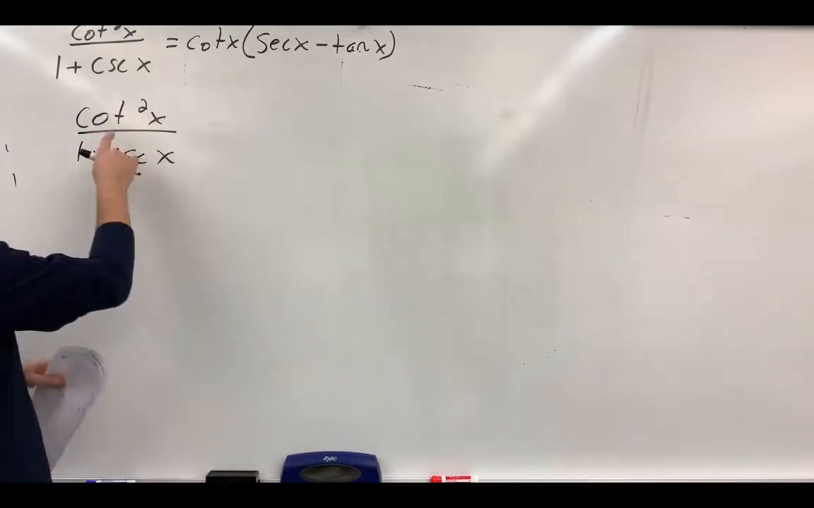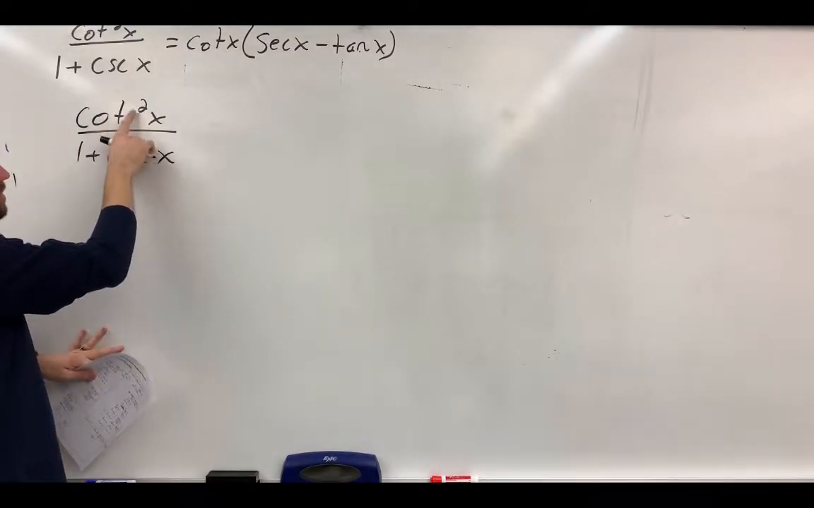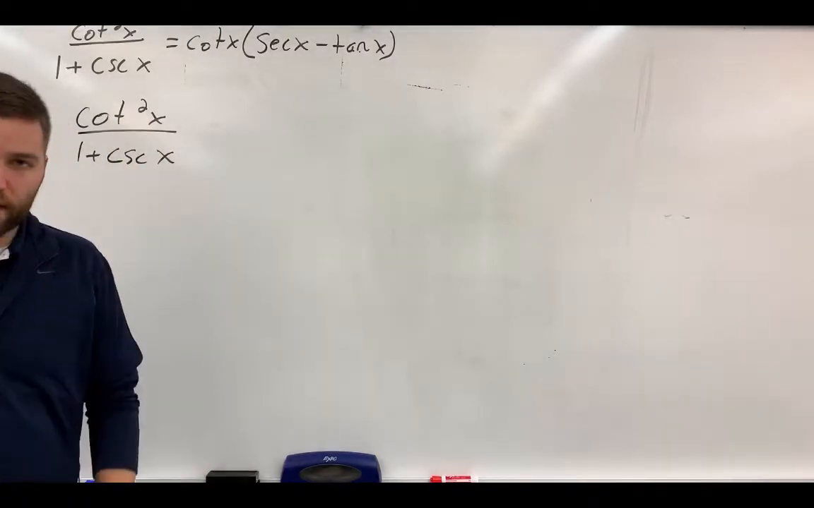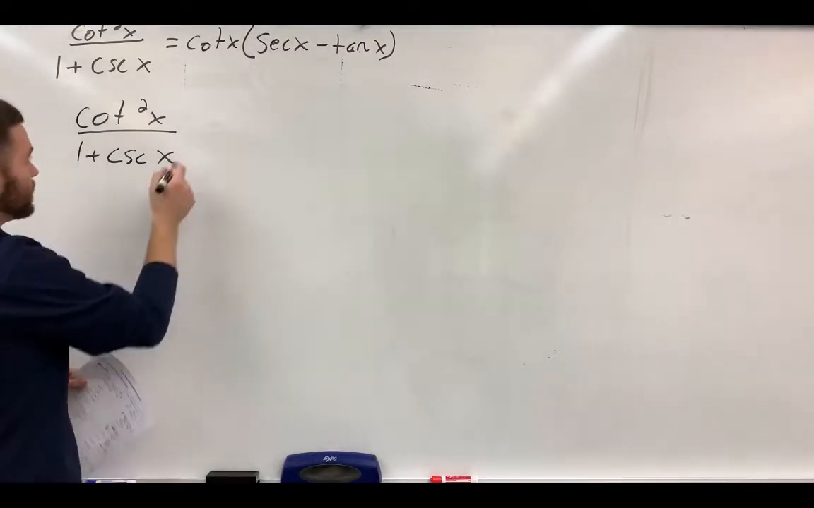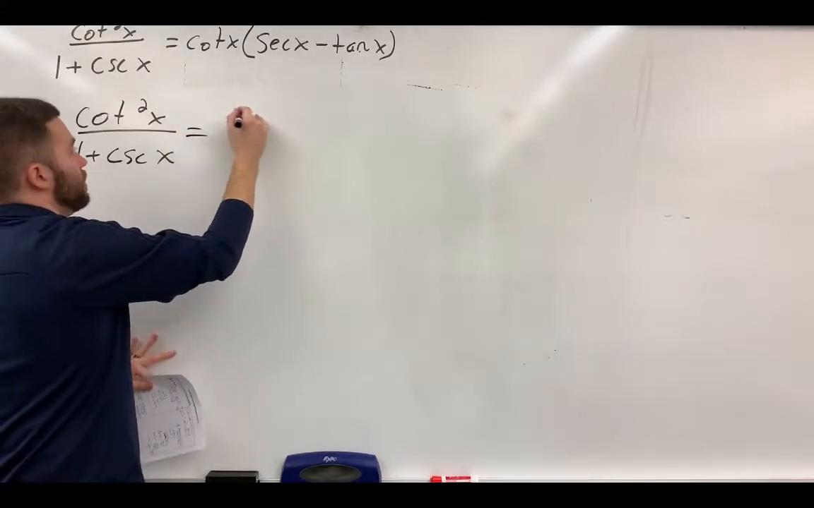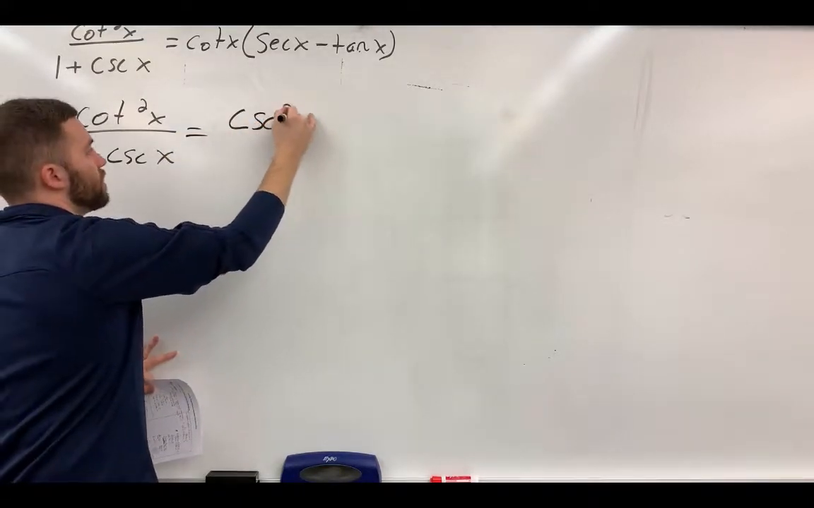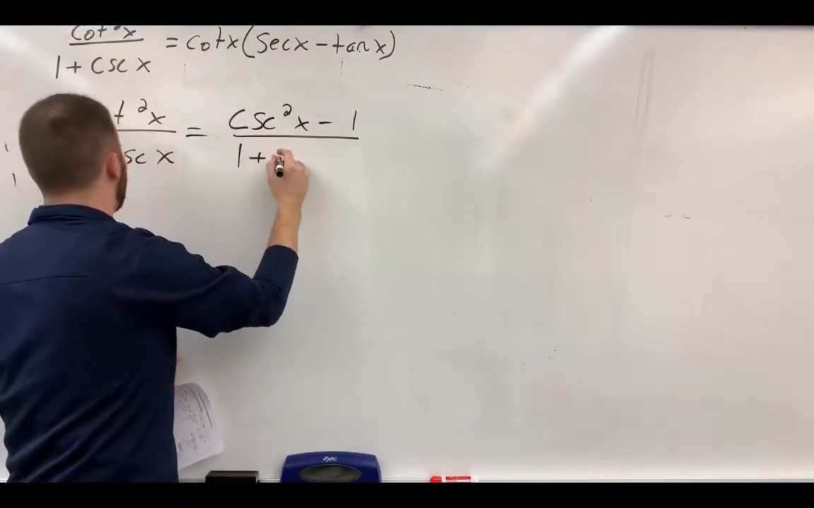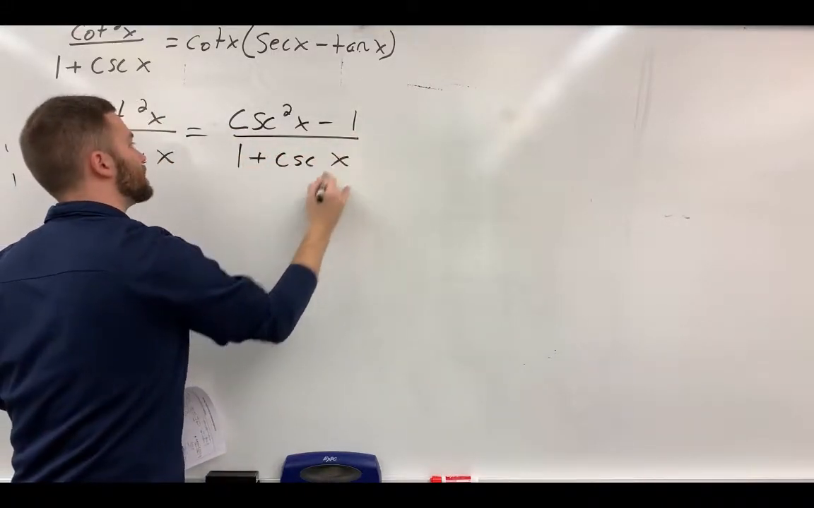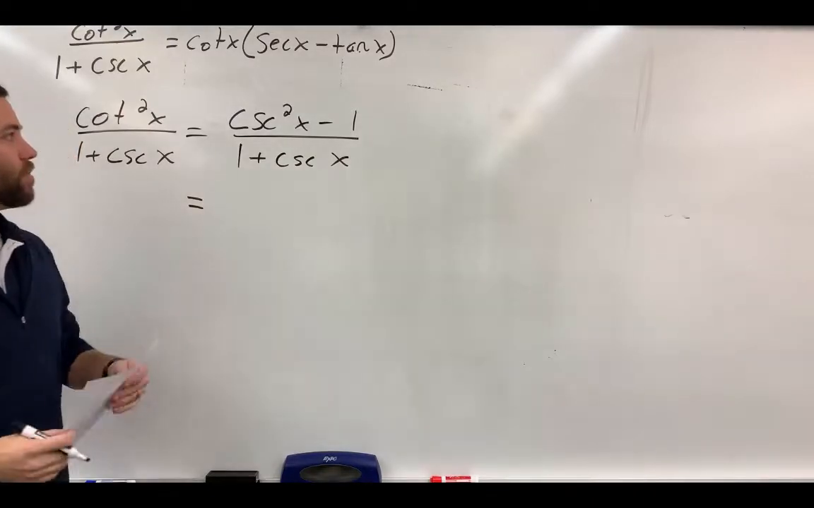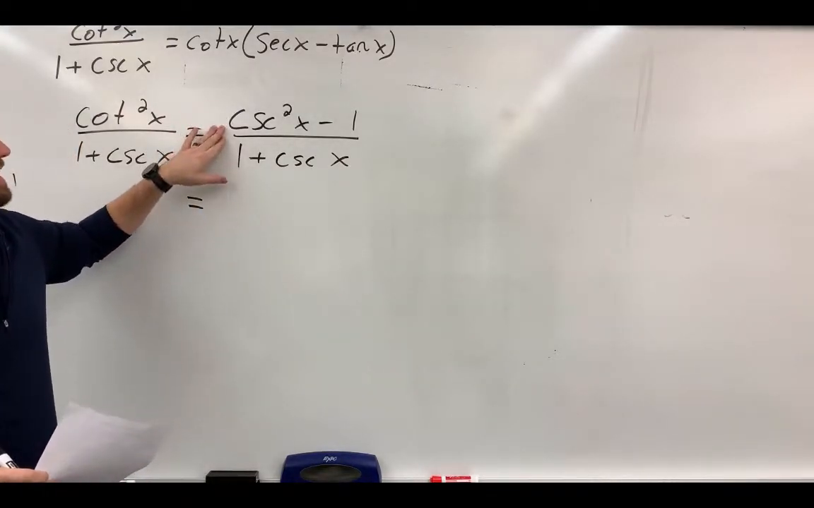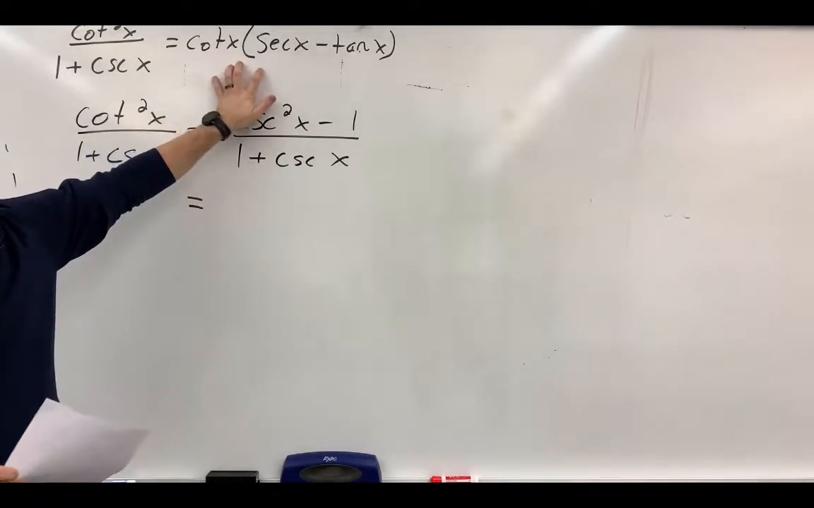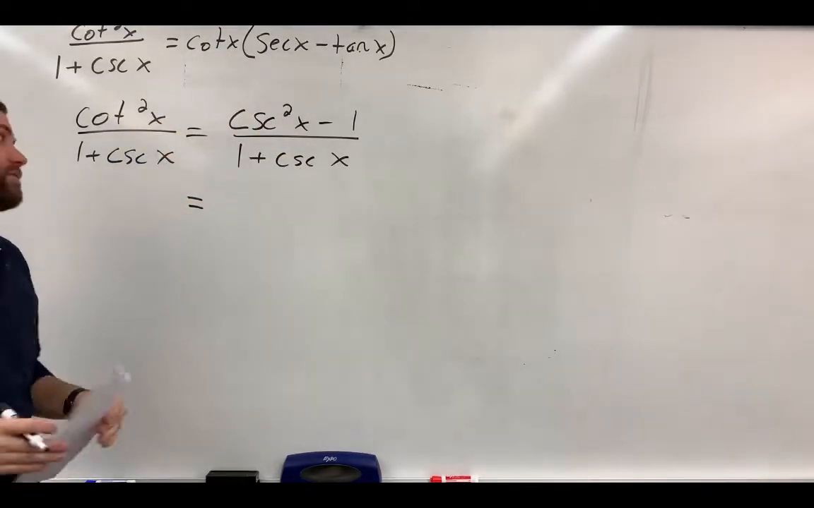So this right here, I'm going to notice that cotangent squared is equal to cosecant squared minus 1. And so I'm going to change that out first. Cosecant squared x minus 1 divided by 1 plus cosecant of x. All right, then I'm going to factor the top. Again, I'm not 100% sure how this is going to end up here, but I'm just going to follow the algebra for a little while and see what happens.